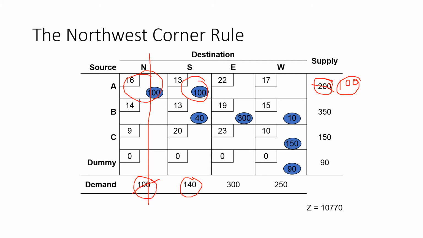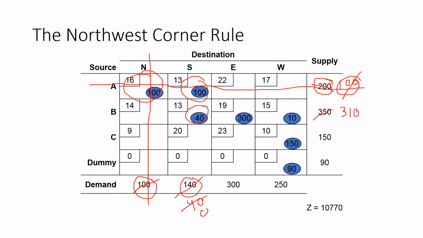That means you allocate 100, and this becomes 0 and this becomes 40. We remove the one that is 0 temporarily like we did in the first one, but this time it's the row, not the column. So where is your next northwest corner? It would be this one, and again allocate as much as possible. What's the minimum between 40 and 350? It's 40, so this 40 becomes 0, and this 350 becomes 310.